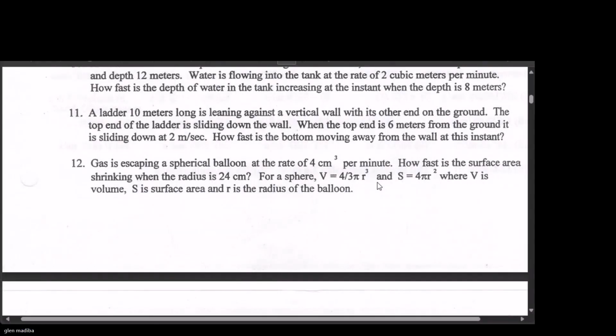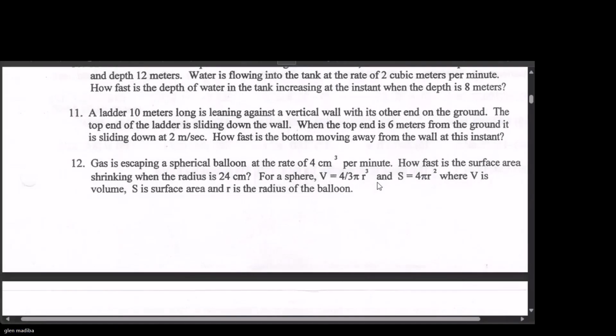Yes, we are. Then we do know that dV over dt is minus 4 centimeters cubed per minute. It is equal to 4 over 3 pi times 3 r squared. Now, what is our r? r is 24 as well. Then in the place of r, we put 24. Then we square it. Okay?